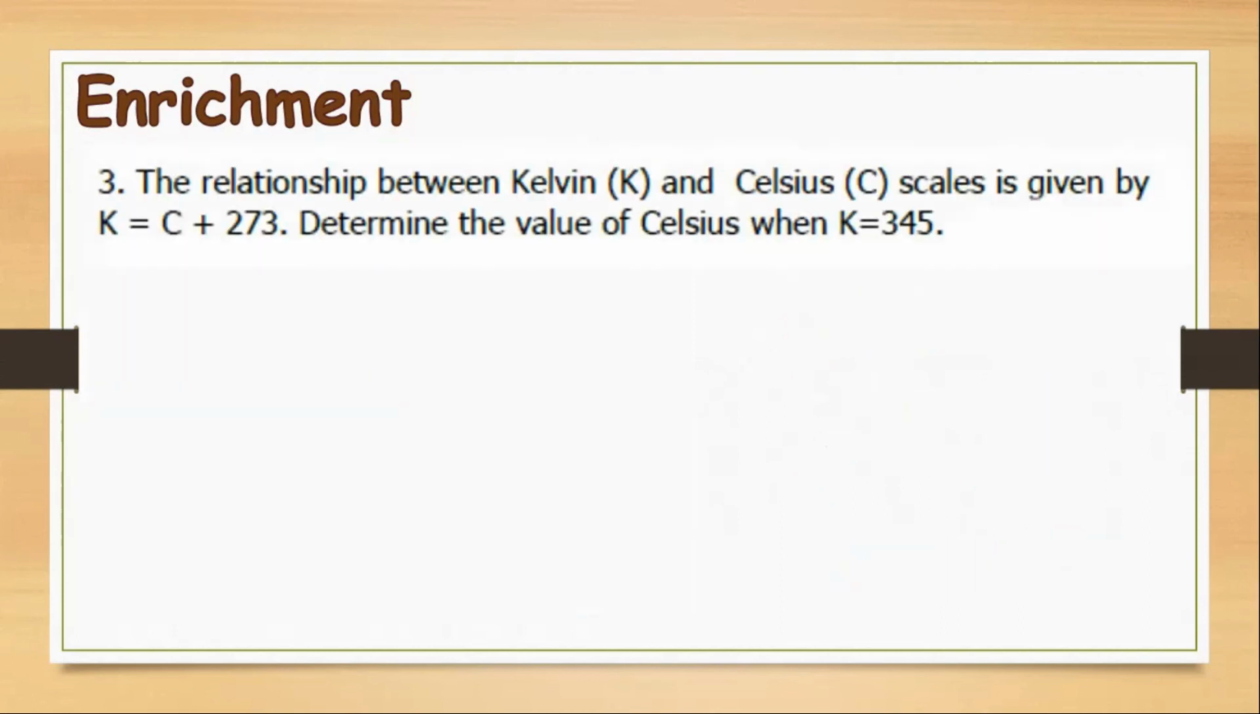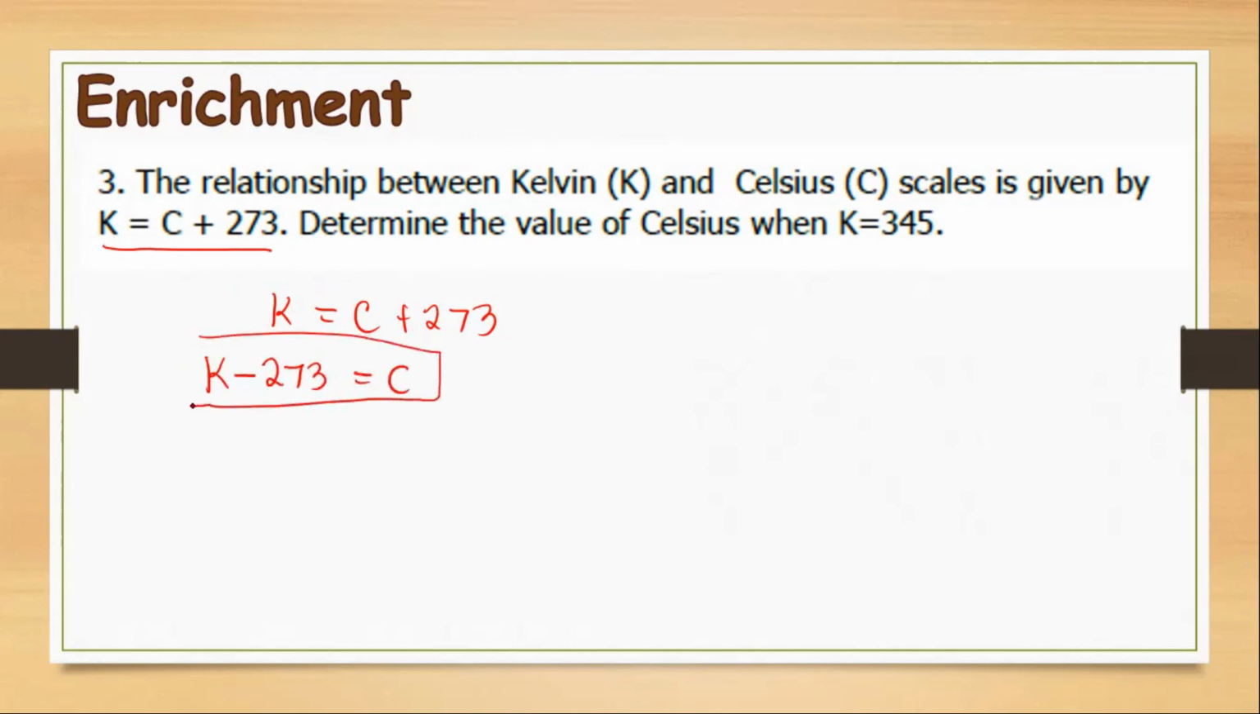And number 3, the relationship between Kelvin and Celsius scales is given by K equals C plus 273. Determine the value of Celsius when K is equal to 345. So notice that Kelvin and Celsius are inverse functions. In order to find the Celsius, we have K equals C plus 273. Then, subtract 273 on both sides of the equation. We have K minus 273 equals C. This will be the formula in finding the Celsius.